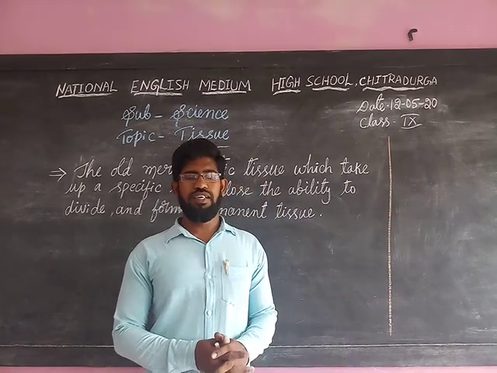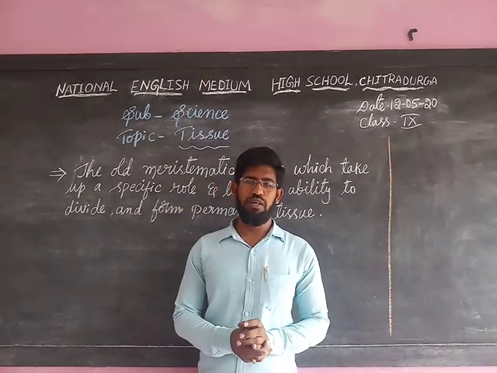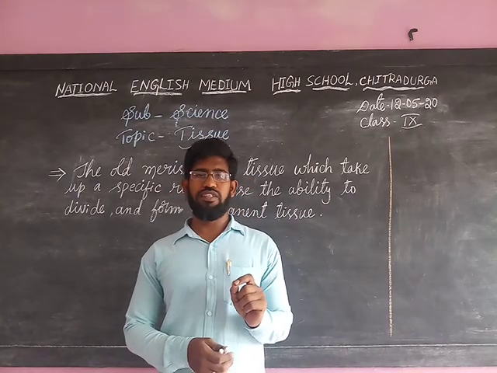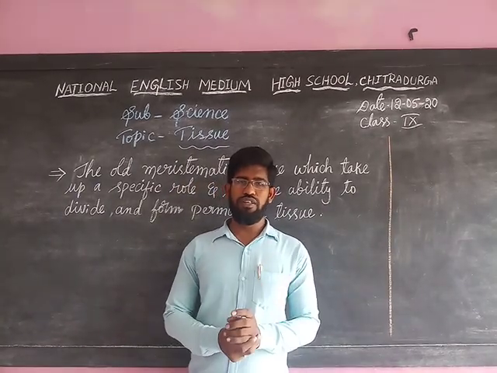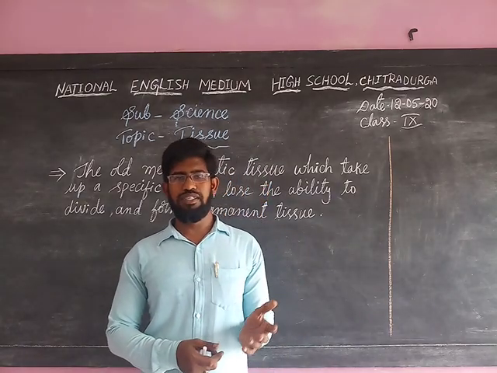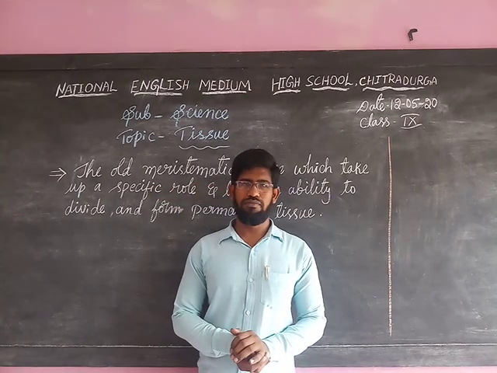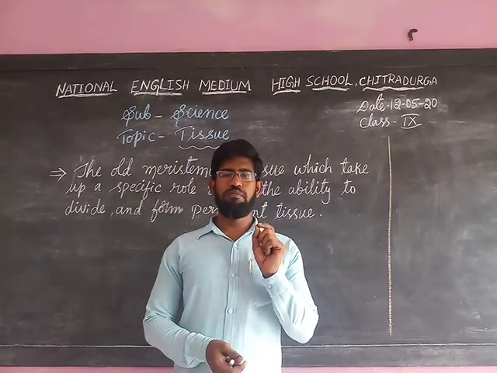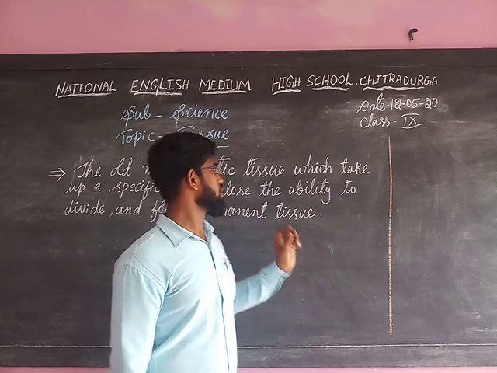Dear students, in the previous classes we studied about the meristematic tissue. The meristematic tissue is also called growing tissue. In that we studied three types: apical meristem, lateral meristem and intercalary meristem. Okay, dear students, come let us learn the permanent tissue in this class.